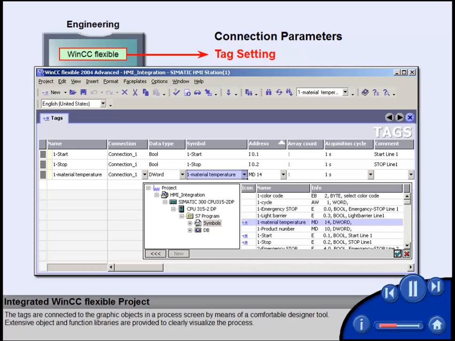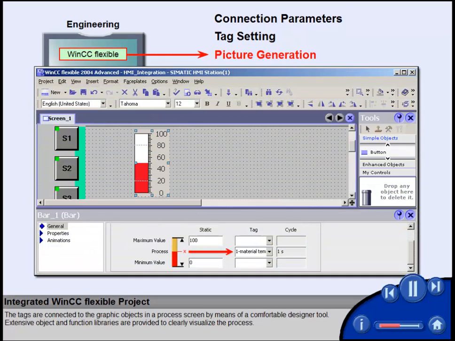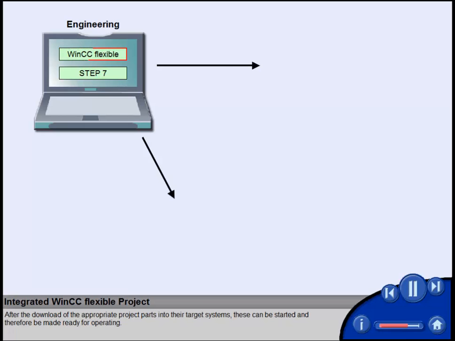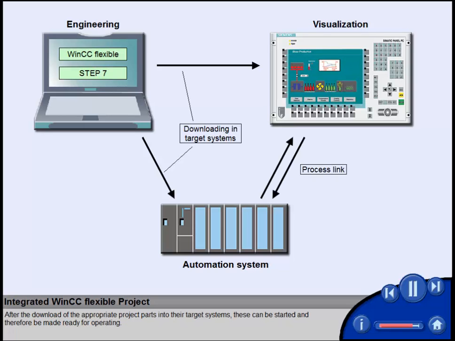The tags are connected to the graphic objects in a process screen by means of a comfortable designer tool. Extensive object and function libraries are provided to clearly visualize the process. After the download of the appropriate project parts into their target systems, these can be started and therefore be made ready for operating.